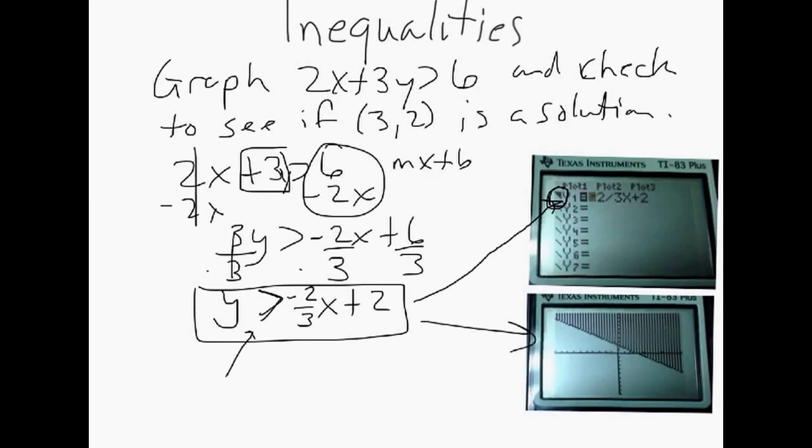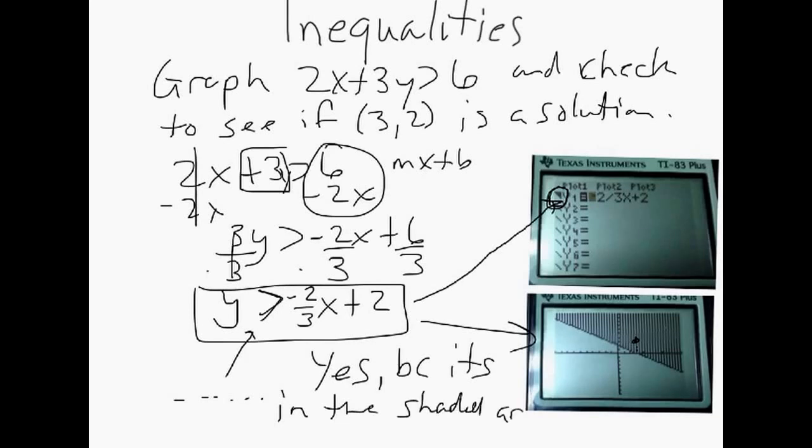Since this does not have a line under it, this would be dotted if you were trying to pick out a graph. The calculator won't do the dotted. Now we're trying to decide if 3, 2 is a solution. So we go from the origin over 1, 2, 3, up 1, 2, 3, 2 is right there, and it is yes, because it's in the shaded area.